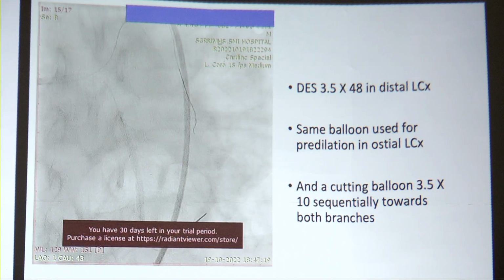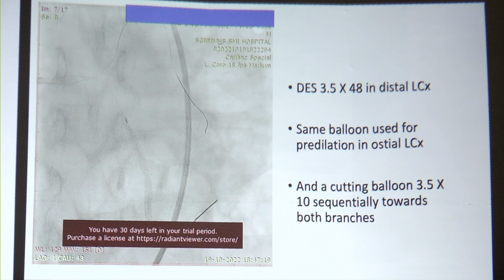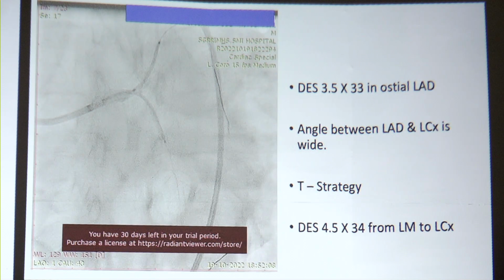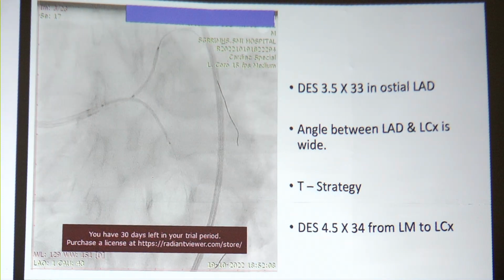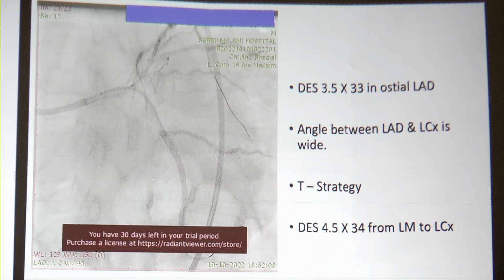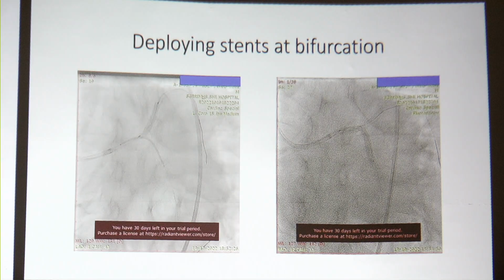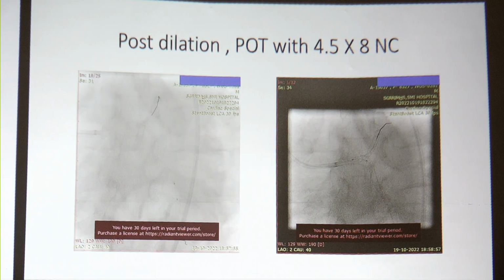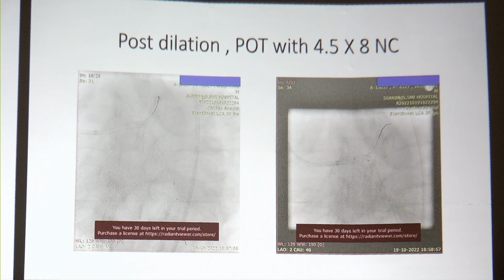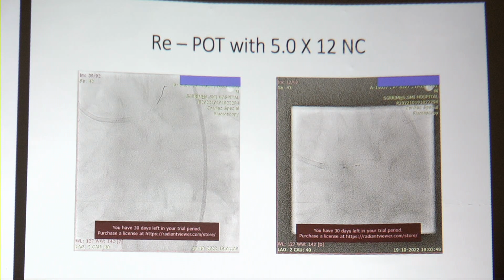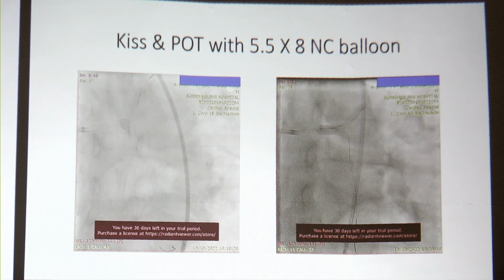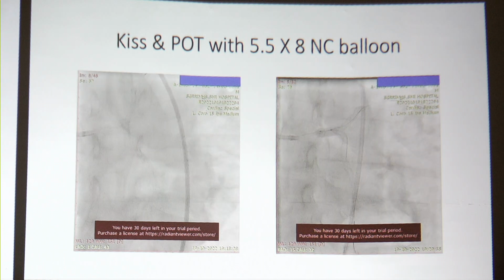We deployed a DES 3.5 into 48 in distal LCX, used the same balloon for osteoproximal LCX dilatation, a cutting balloon because of the fibrotic nature of both osteal LAD and osteal LCX lesion towards both branches sequentially, and then with a T strategy with a very wide angle, 3.5 into 33 DES in osteal LAD and 4.5 into 34 from LM to LCX. And thereafter, we did post dilatation, a POT, recrossed the wire, re-POT with a 5 millimeter balloon, did a final kissing and POT again with a 5 millimeter balloon, and this is not the final result, this is the result thereafter.